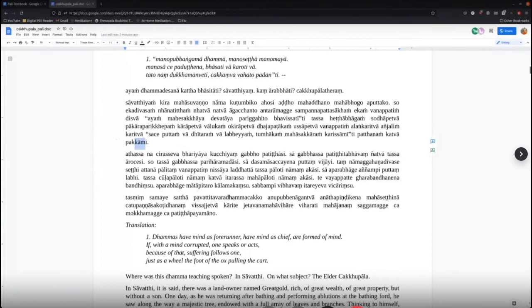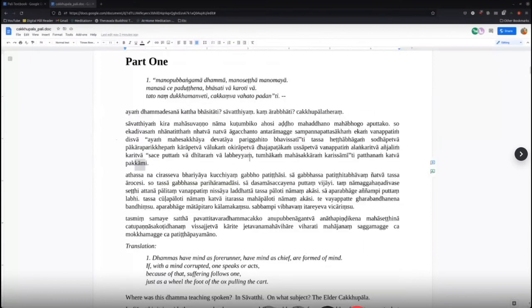I have one question about this first paragraph. I think you explained it before, but I still am confused. So it says, "so ekadivasang natidhang nahatva natva," and I don't know what agachanto antaramagge means. What does that mean?